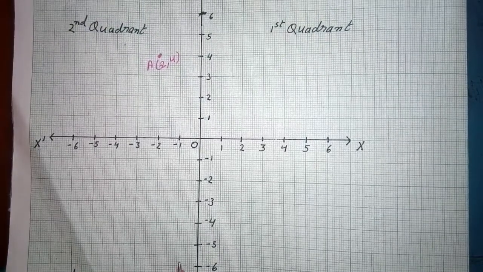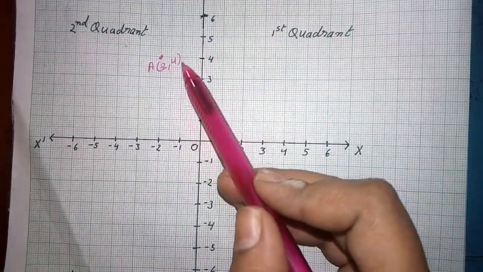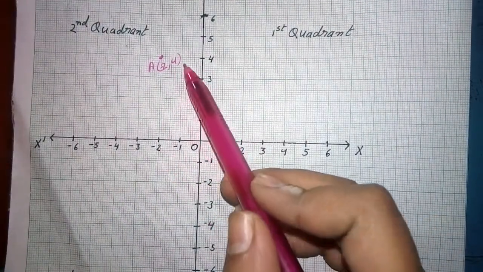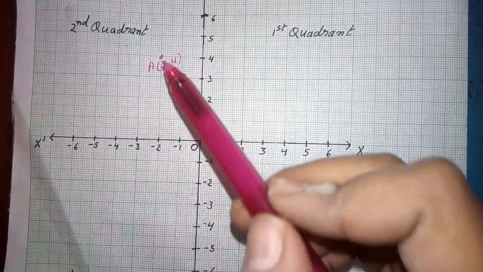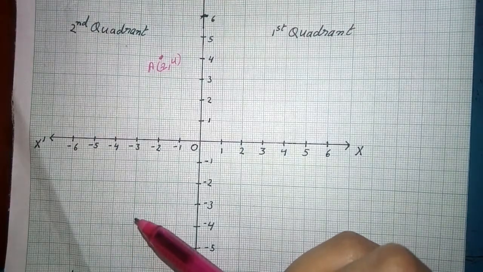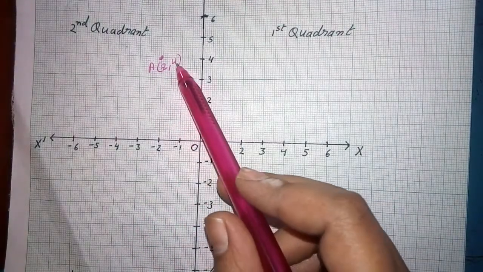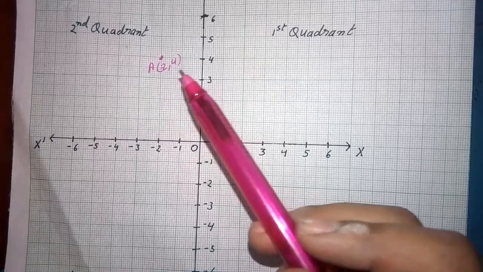Okay. So the first coordinate given is (-2, 4). So -2 from the x-axis and 4 from the y-axis. 4 is positive and -2 is negative. Okay, so this is the second quadrant. So the point (-2, 4) lies in the second quadrant.